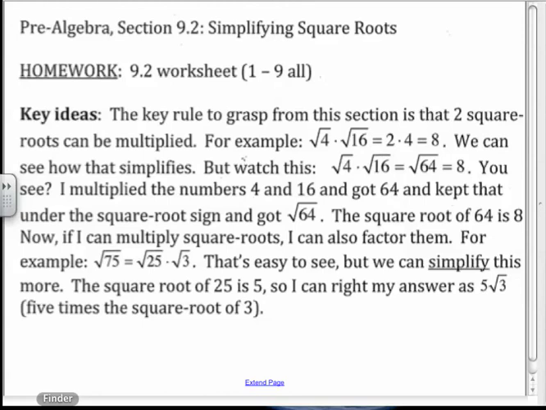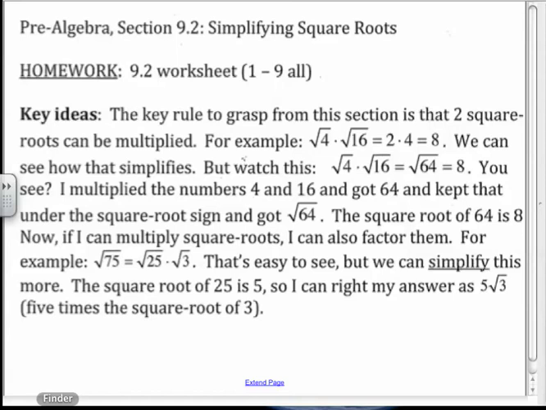Okay, pre-algebra, section 9.2, simplifying square roots. Now, folks, yesterday we talked about square roots and what that meant, and today we're going to talk about how to simplify square roots. We simplify square roots like we need to simplify a fraction that's not reduced.